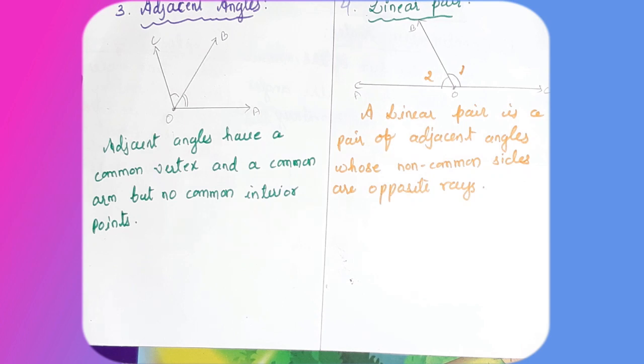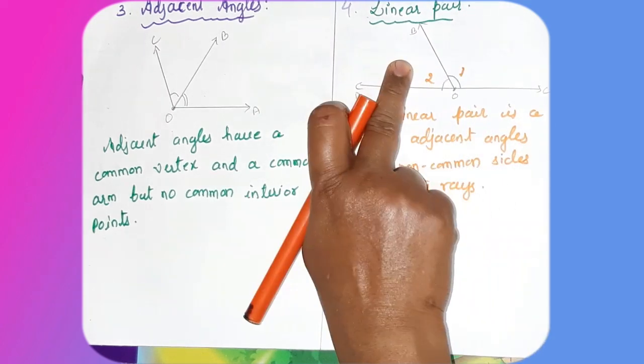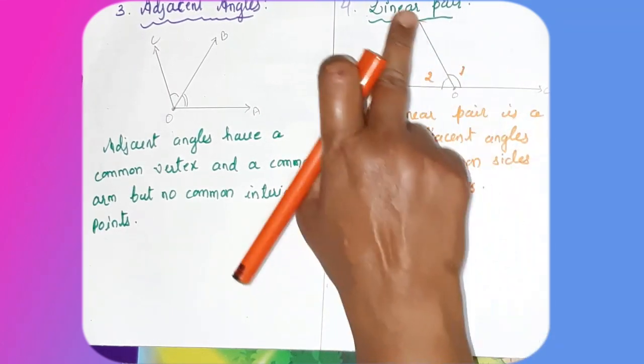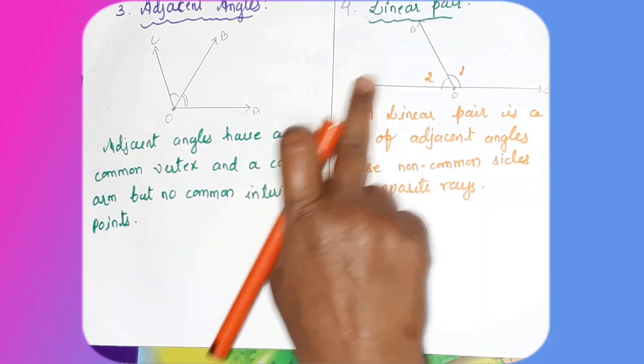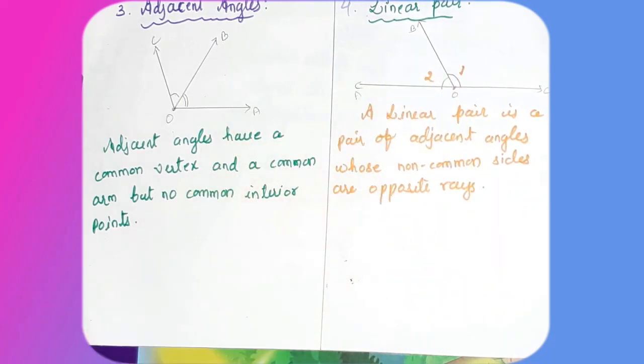That means when we add angle 1 and angle 2, here angle 1 is obtuse, angle 2 is acute. When we add up these two, the sum must be 180 degrees. That means that always the linear pair is supplementary. Supplementary means the sum of two angles is 180 degrees. This is what the linear pair is.